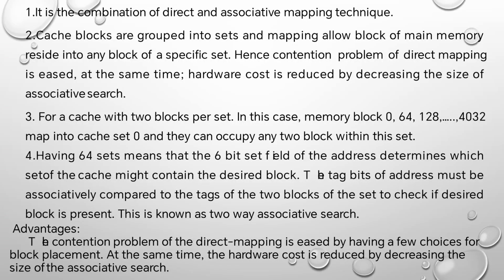Advantages. The contention problem of direct mapping is eased by having a few choices for block placement. At the same time, the hardware cost is reduced by decreasing the size of the associative search.